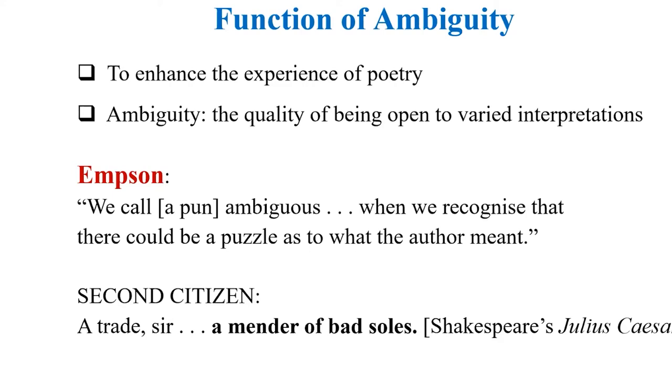Okay, now the meaning is different when it comes to this essay. Ambiguity has a positive connotation. It simply means the quality of being open to varied interpretation. It is open, it's not one fixed meaning. Then Empson gives a first example: the pun. He says the pun is a good example of ambiguity. We call a pun ambiguous when we recognize that there could be a puzzle as to what the author meant.